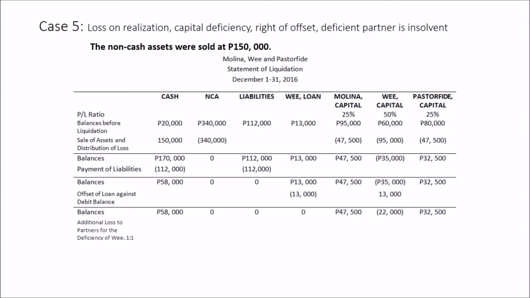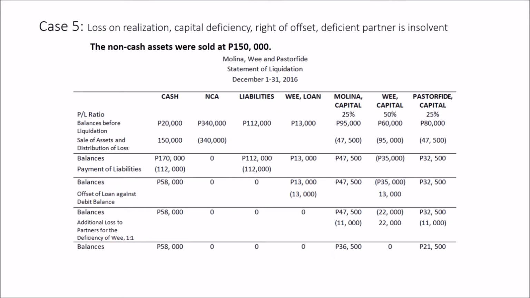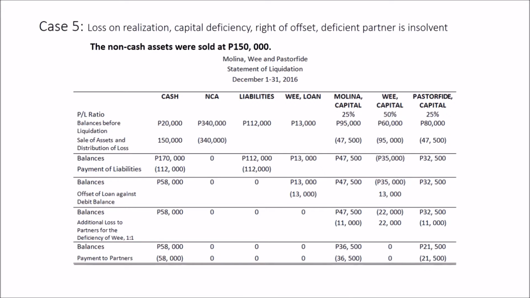During the process, his capital resulted in a debit balance which cannot be fully absorbed by his loan. Failure of the deficient partner to cancel his deficiency is to be regarded as additional loss to the remaining partners, using their profit or loss ratio.